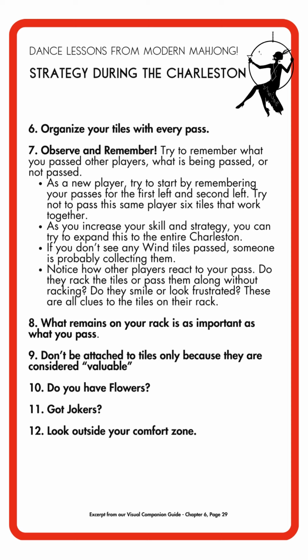Or how are other people reacting to your pass? Are they racking them like we just talked about? Are they smiling? Are they looking frustrated? Do they say, oh, I just went the wrong way? When you hand them all evens, then you know that now they're going for odds, unless they're bluffing. These are all clues to tiles on players' racks.